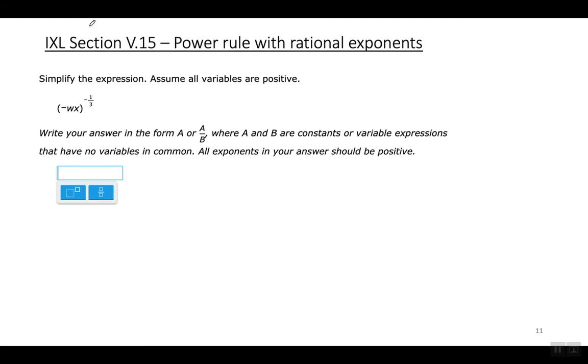All right, this one is similar. Again, I'm going to distribute this exponent to everything that's here. By the way, notice that negative sign. That negative sign means that your answer is going to be negative, because when you distribute this exponent, it's not going to alter that negative sign, okay?